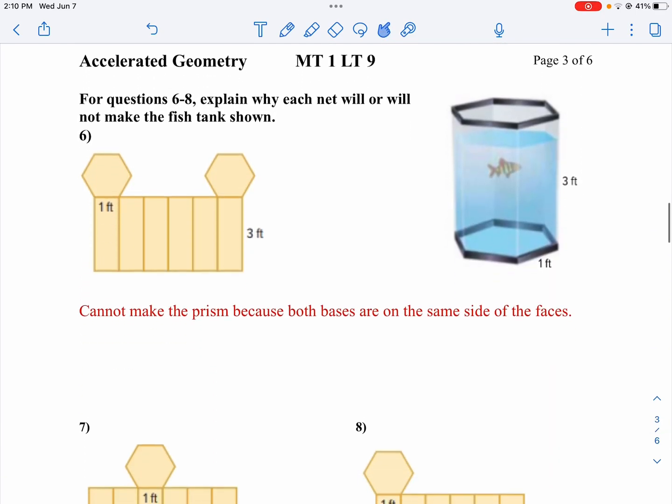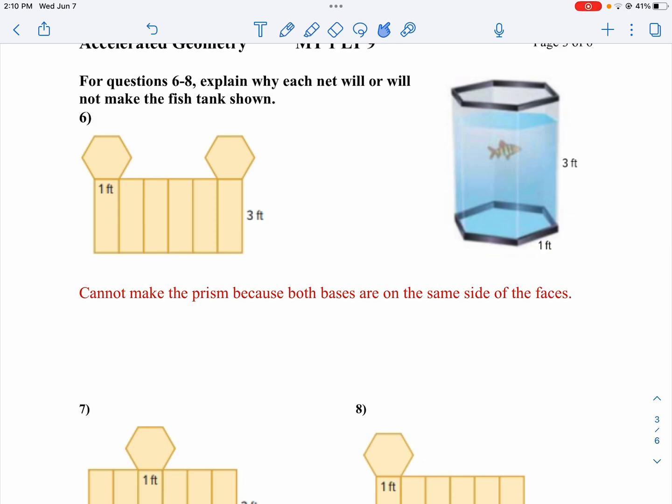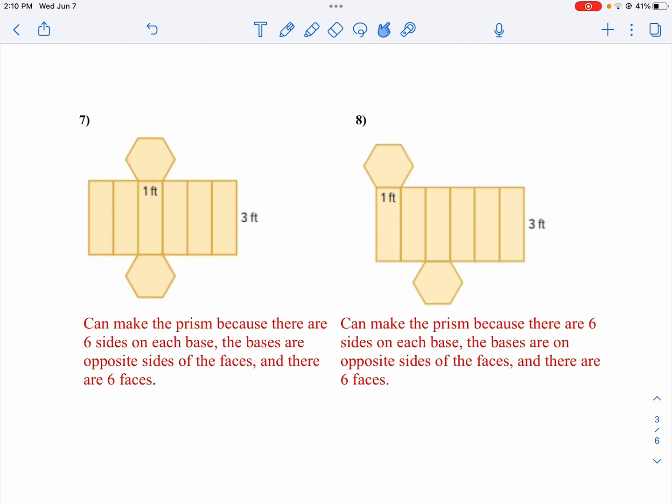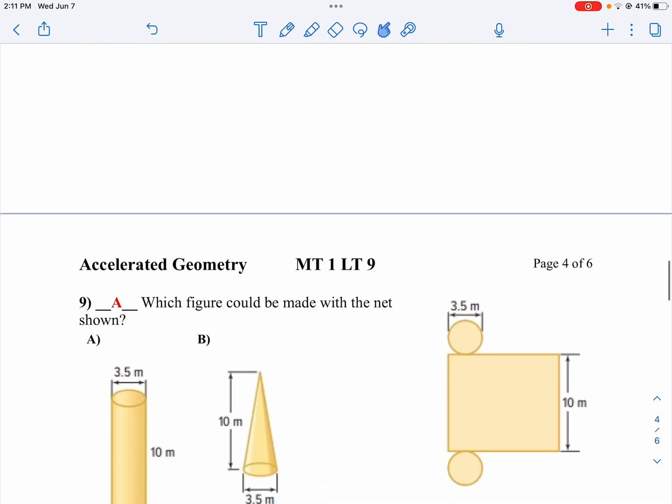Continuing on to question 6, you cannot make a net of this shape because notice they're on the same side of the faces. They have to be on opposite sides. And then if we look at question 7 and 8, that one is correct because notice they're on opposite sides. So I can make a net of that shape, and here would be the net of that same shape. So we can do those for those 3 questions.